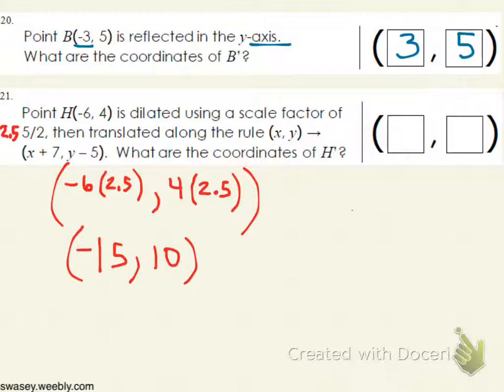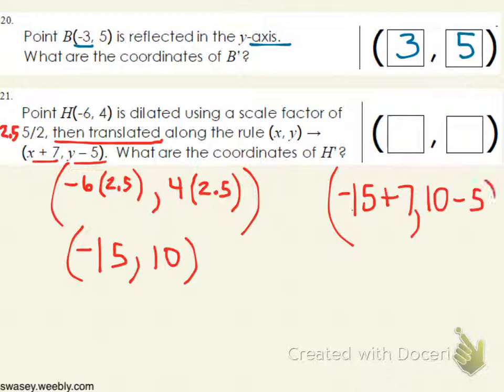So we dilated it. Next it says that it's translated along the rule, add 7 to the x value and subtract 5 from the y value. So we'll do negative 15 plus 7 and then 10 minus 5. So that gives us negative 8 and positive 5 for that composition of functions.